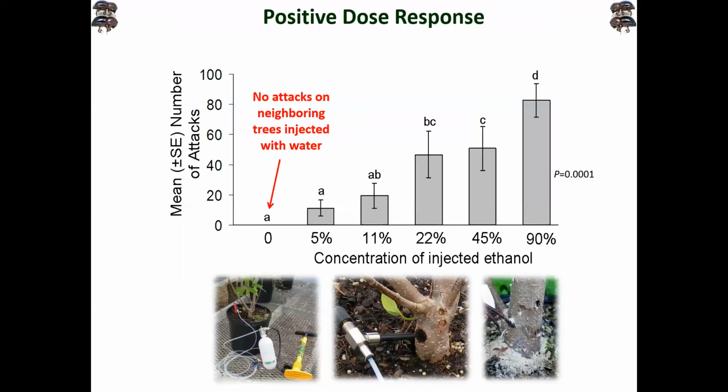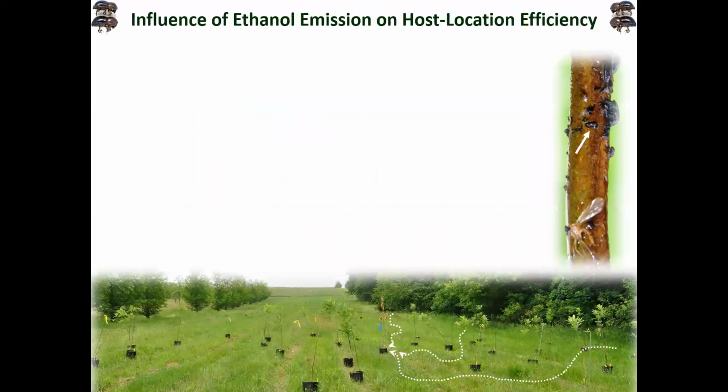However, no attacks on neighboring trees that were injected with water. Now, we did additional experiments looking at how efficient beetles are at finding trees that are emitting ethanol. So we did an experiment whereby we had a tree that was injected with ethanol, and then trees that were not injected with ethanol positioned at varying distances from that tree that was injected with ethanol.